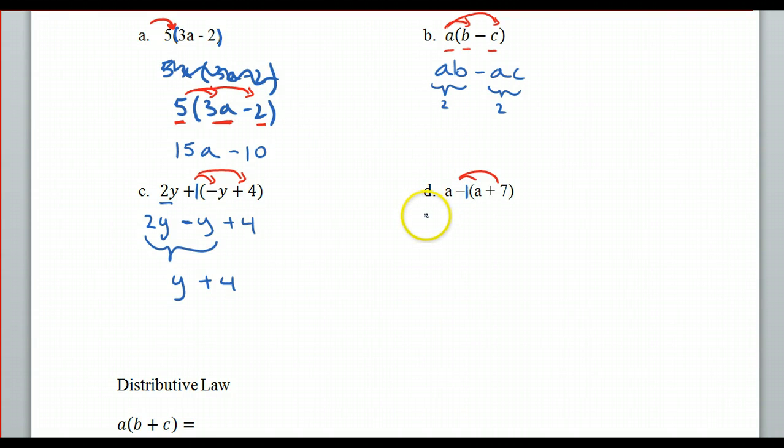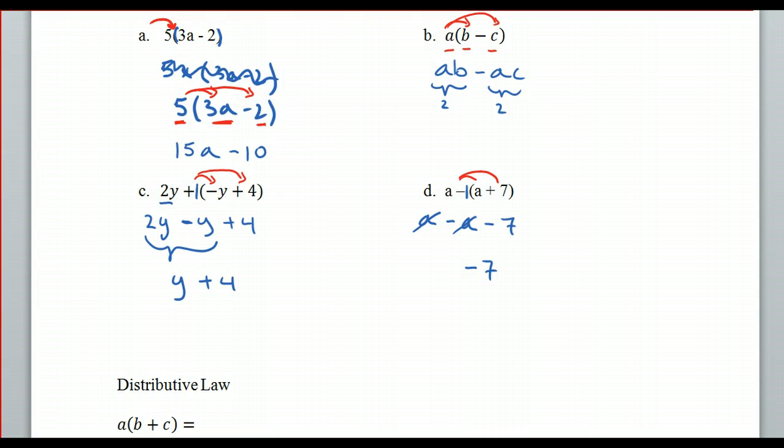So again, the a is on the outside here. Now I have negative 1 times a is going to become negative a, and negative 1 times 7 is going to be negative 7. So look what happened here. All the signs sort of flip-flopped. It was a positive a, now it's a negative a. It was a positive 7, now it's a negative 7. Okay, a minus a, well, that's just 0. So my answer is negative 7.